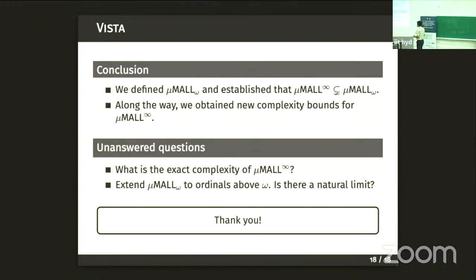In conclusion, we defined this omega system, and we compared it with its more famous cousin, the non-well-founded system. And along the way, we obtained new complexity bounds for the non-well-founded systems. Questions which are still unanswered: what is the exact complexity? And the omega here is a bit artificial in our system, because in Peano arithmetic, since you are working with natural numbers, omega is the closure ordinal.